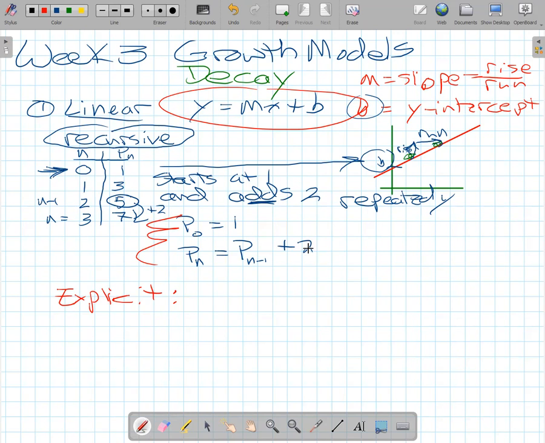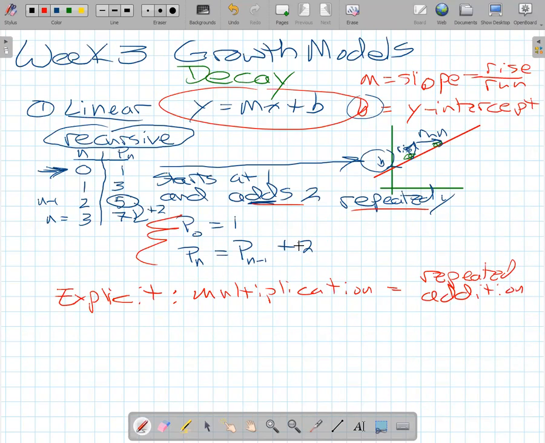And the connection for the explicit equation here is if you repeatedly add, that's multiplication. So that repeated addition is going to turn into a multiplication by what? Well, by my counter. I'm counting maybe months here. So I would take 2 times however many months went by, plus whatever my starting point is. So that repeated addition is basically, in this case, your slope. Again, this type of equation is called an explicit equation.